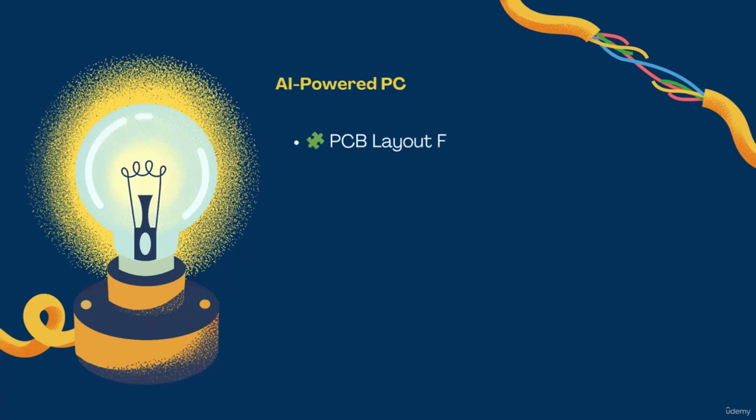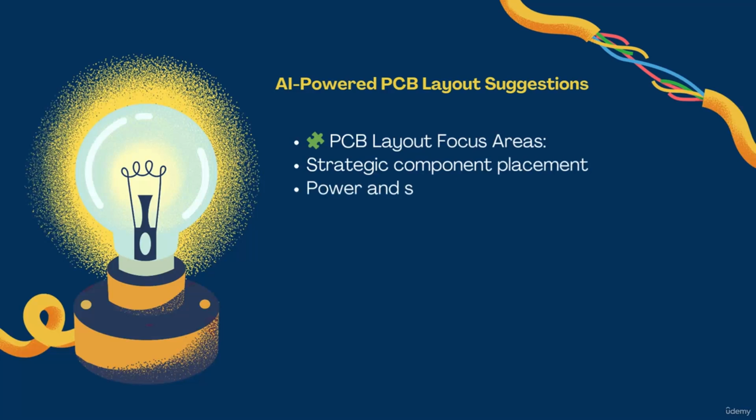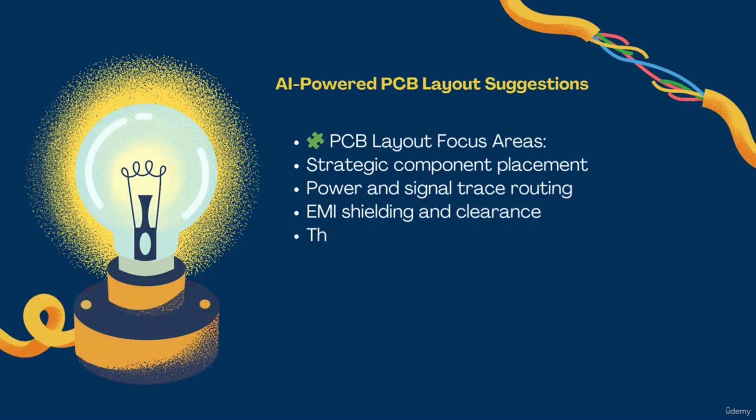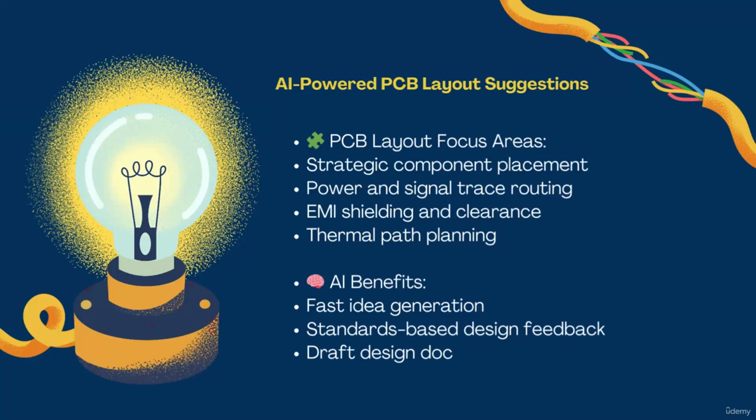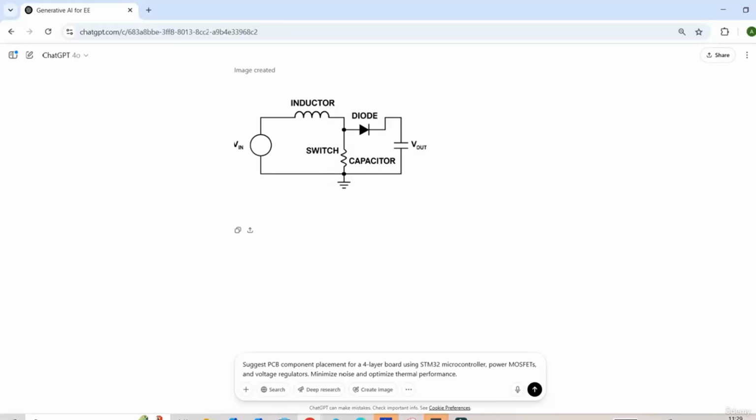PCB layout is a critical phase in electrical engineering, influencing circuit reliability, EMI/EMC compliance, thermal performance, and manufacturability. Traditionally done with EDA tools and engineering expertise, it can now be enhanced with generative AI. By crafting the right prompts, engineers can receive actionable design recommendations on component placement, trace routing, grounding, and thermal considerations. Let's begin with how to prompt AI to suggest optimal component layout for a given board.